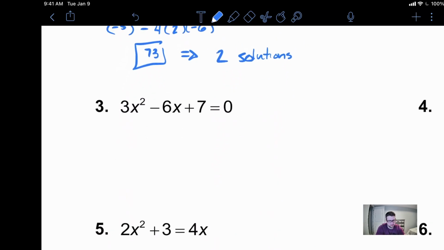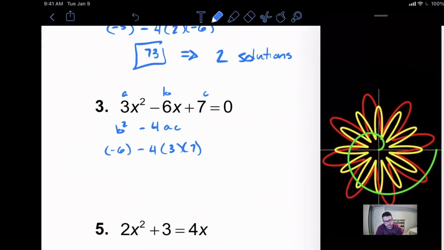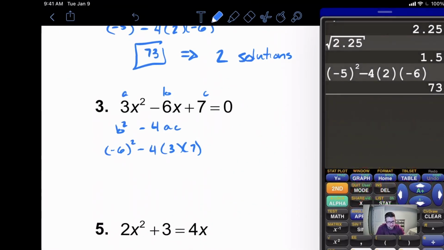So, problem number 3. So again, here is your a, here is your b, here is your c. So our formula is b squared minus 4ac. So in this situation, our b value is negative 6. So we're going to say minus 4. Our a value is 3. And our c value is 7. Now again, I like to just use a calculator on this. You could actually grind this out by hand, but it is going to be very easy to make mistakes.